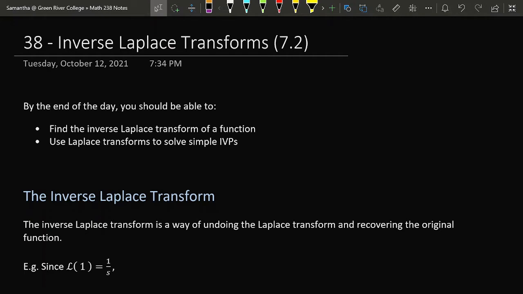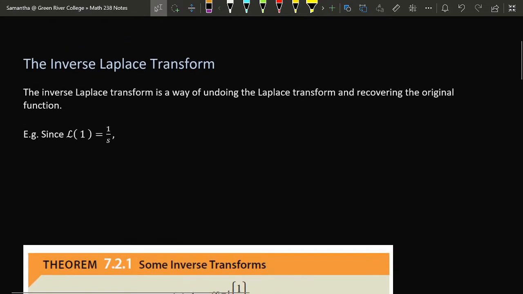Today, that's what we're going to talk about. How do you undo the Laplace transform? How do you reverse it? The inverse of the Laplace transform is our official name for the reversal of the Laplace transform.